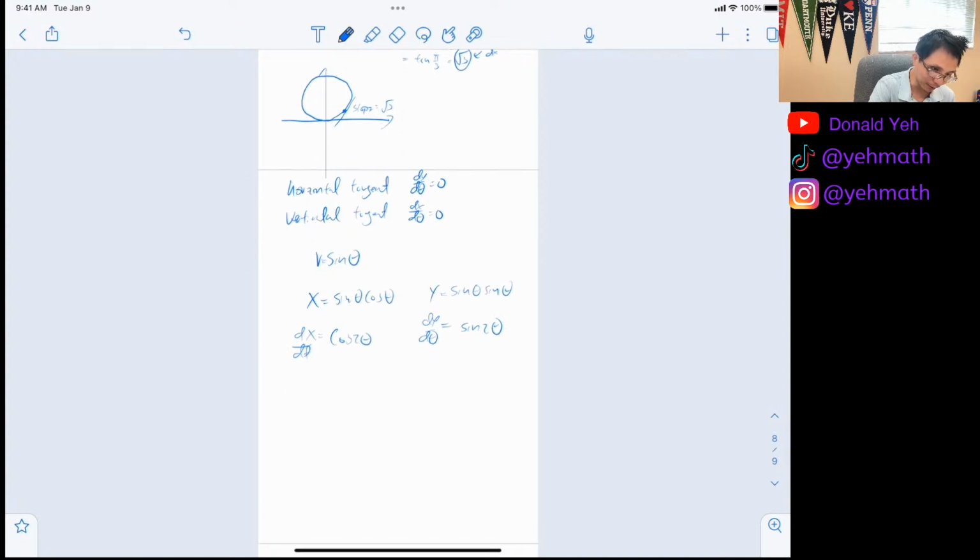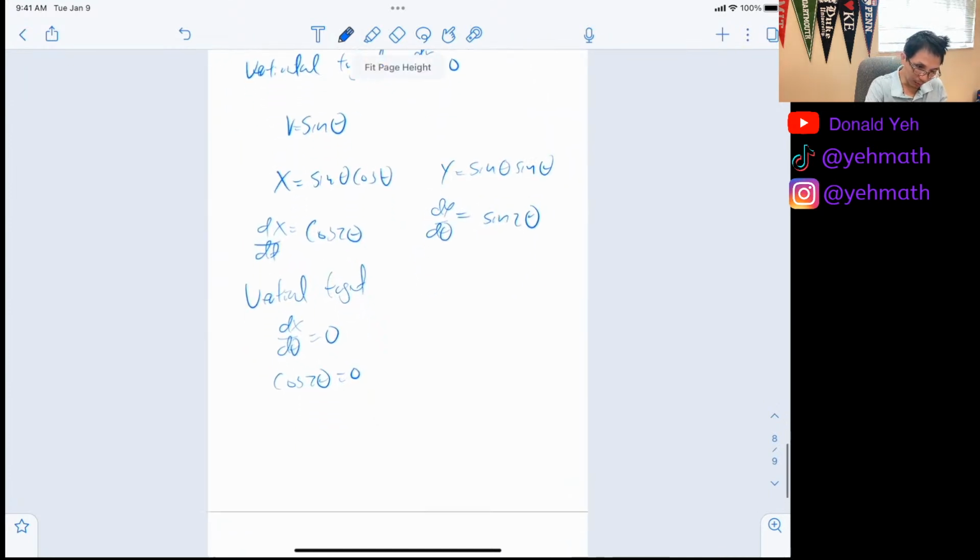If I solve for 0 for the first one, it's going to be a vertical tangent. So a vertical tangent occurs when dx d theta equals 0, which is cosine 2 theta equal to 0. Does that make sense? So when is the cosine equal to 0? Pi over 2 and 3 pi over 2, right? And I'm going to divide by 2 on both sides, so theta is equal to pi over 4 and theta is equal to 3 pi over 4. That makes sense.